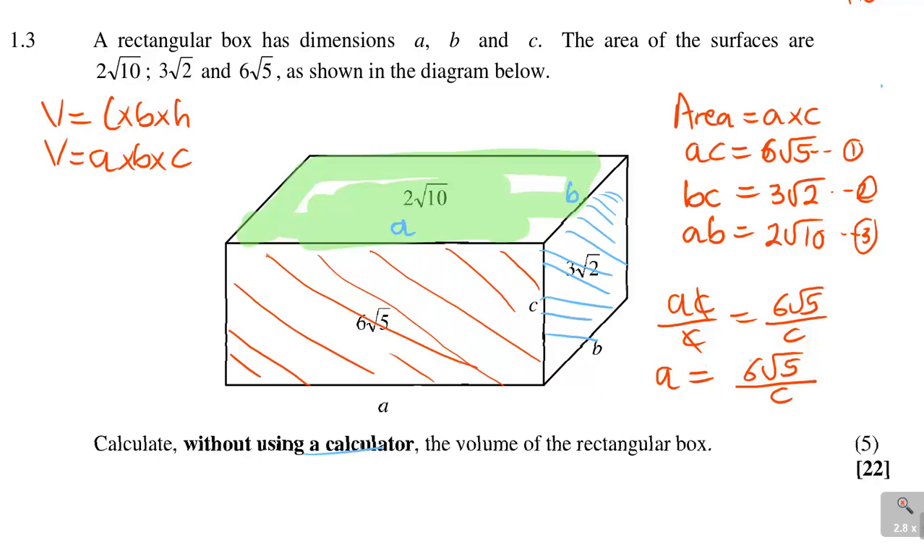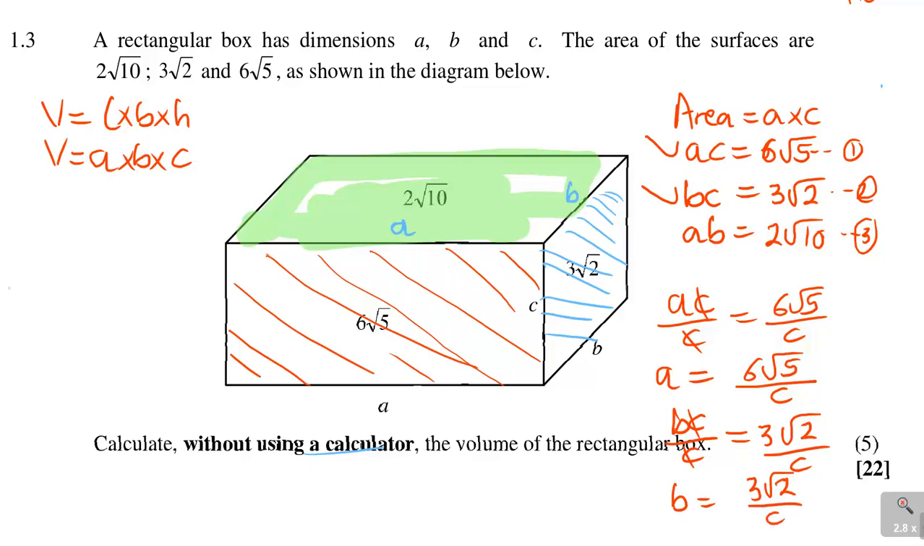So I've got my A. That was the first one that I chose. What about if I go for the second equation and I want to make B the subject of the formula? Again, it will be in terms of C. So I divide by C. BC over C is 3 root 2 over C, such that I have got B is 3 root 2 over C.